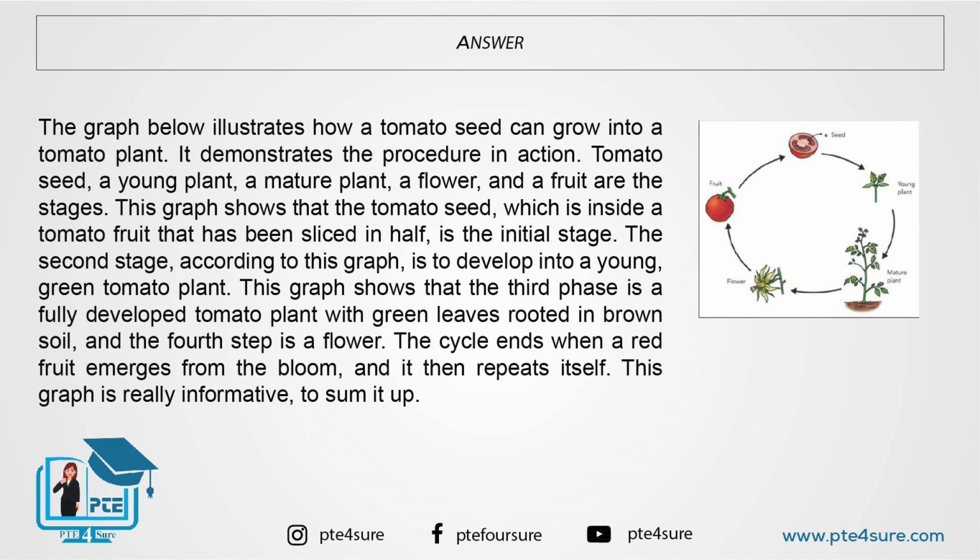The graph below illustrates how a tomato seed can grow into a tomato plant. It demonstrates the procedure in action. Tomato seed, a young plant, a mature plant, a flower, and a fruit are the stages.